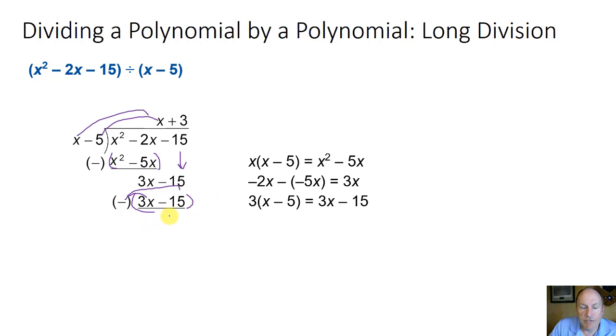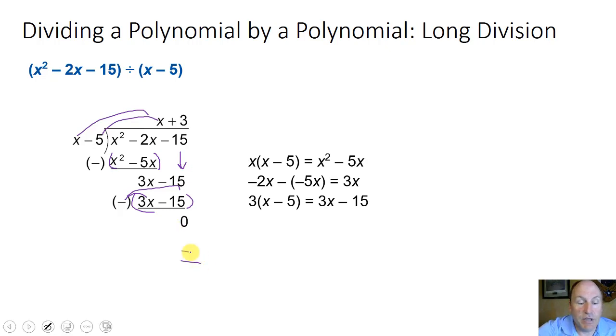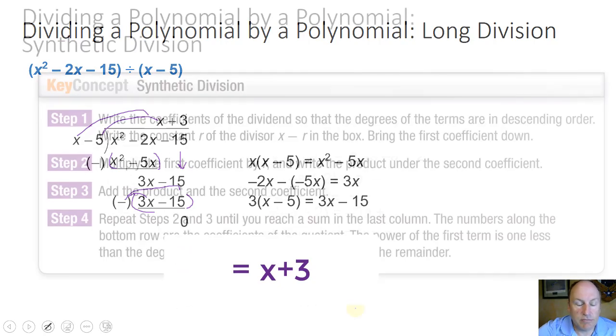So when we subtract that, we get 0, which means that this has no remainder. It is a perfect factor. So in the end, the answer to 2x squared minus 2x minus 15 divided by x plus 5 is equal to x plus 3.